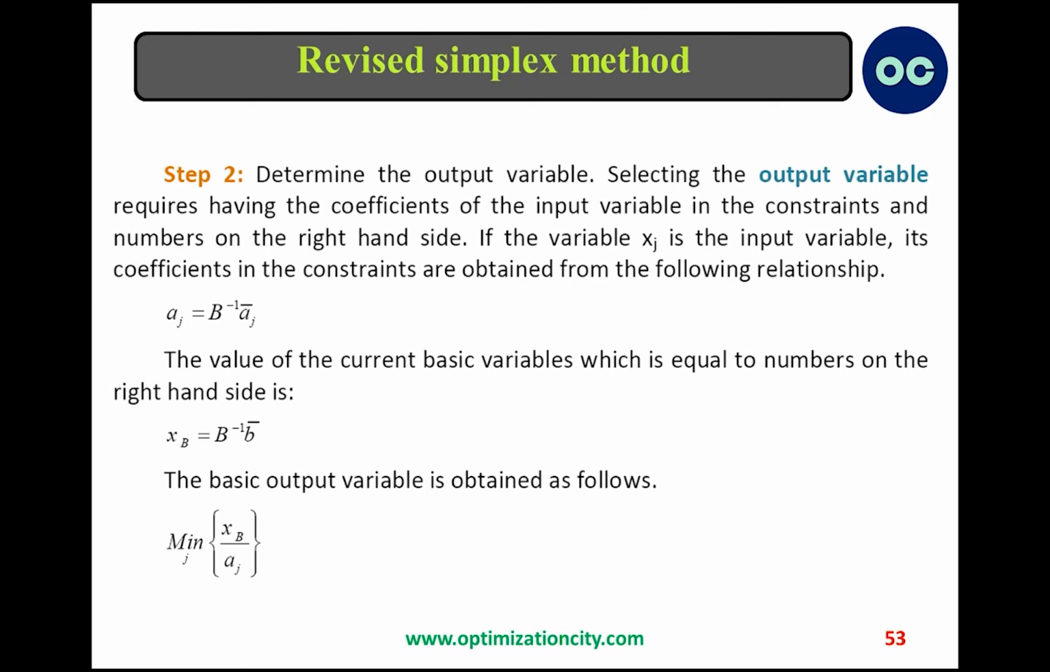Step 2 of the revised simplex method involves determining the output variable. To do so, we need the coefficient of the input variable in the constraint and the value of the right-hand side. If xk is the input variable, its coefficient in the constraint can be computed using the following equation. To determine the value of the current basic variables, which is equal to the value of the right-hand side, use this equation. The basic output variable is obtained by this ratio test. It can be obtained by the following minimization, which is called the ratio test in the simplex method.